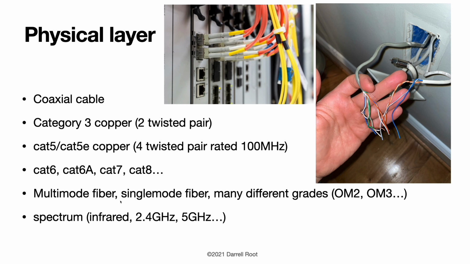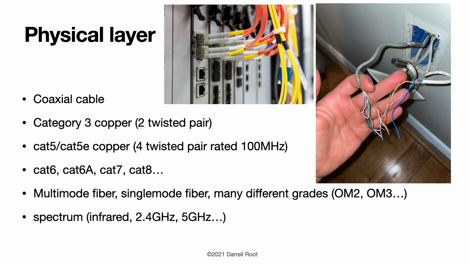We have multi-mode fiber and single mode fiber. There are many different grades of the fiber. Here we have an example. The orange run is multi-mode fiber. The yellow run is single mode fiber. There's actually a strand of glass inside this fiber strand, and the glass can bend, but you can't bend it too much or it will degrade and break.